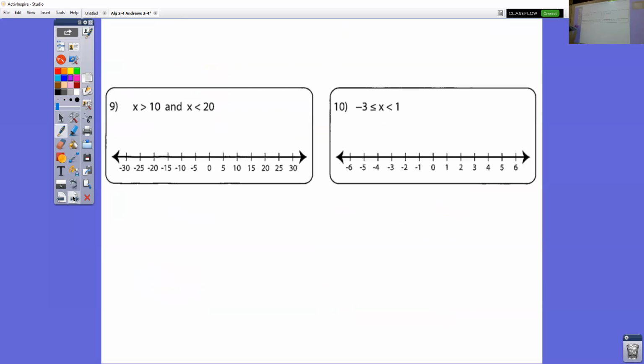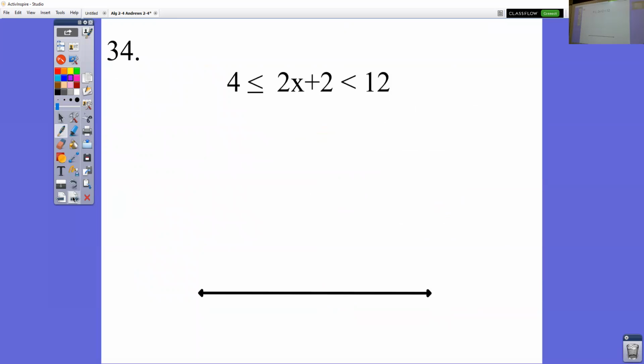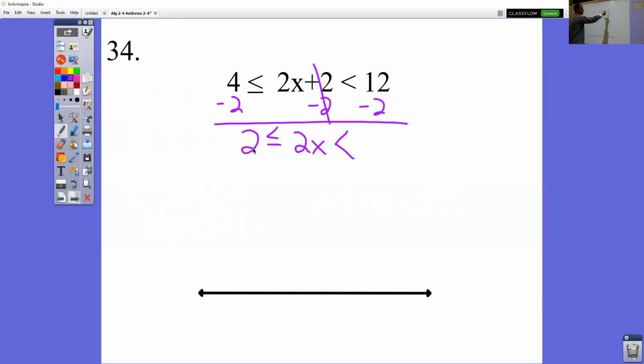Let's take a look at a couple more. In a statement like this, you could pause the video and try this one on your own if you wanted to. So we want to try and get this 2x all by itself. You would have to do -2, -2, and -2 so that those cancel out. Bring down our 2x, bring down our inequality signs. 4 minus 2 is 2, 12 minus 2 is 6.